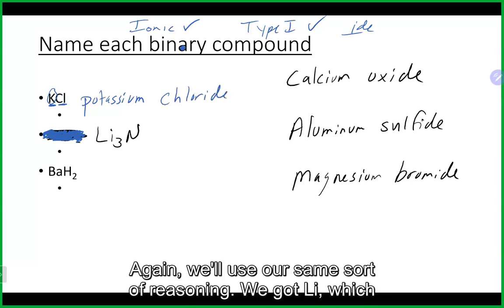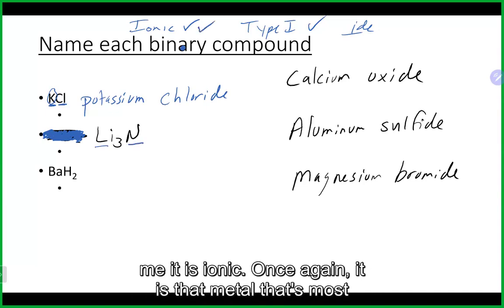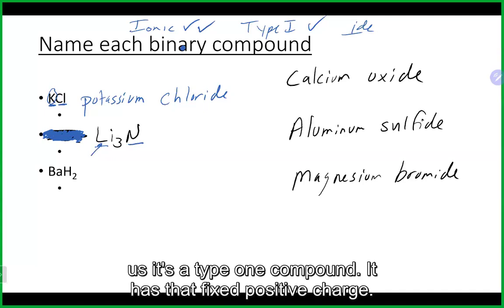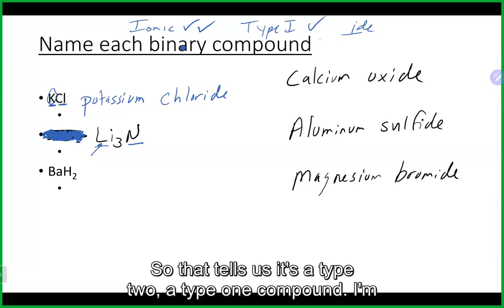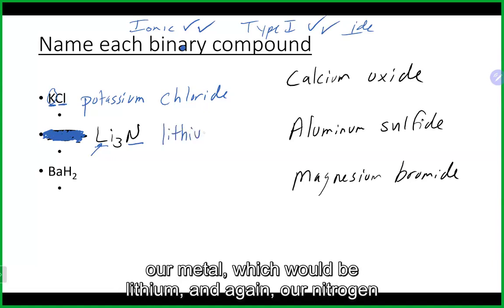Coming to the next one, again, we'll use our same sort of reasoning. We got Li, which is a metal. We got N, which is a nonmetal. So again, that tells me it is ionic. Once again, it is that metal that's most important. And lithium is also found in group 1, which tells us it has that fixed positive charge. So that tells us it's a type 1 compound, I'm sorry. That means we could again go with the whole name of our metal, which would be lithium.